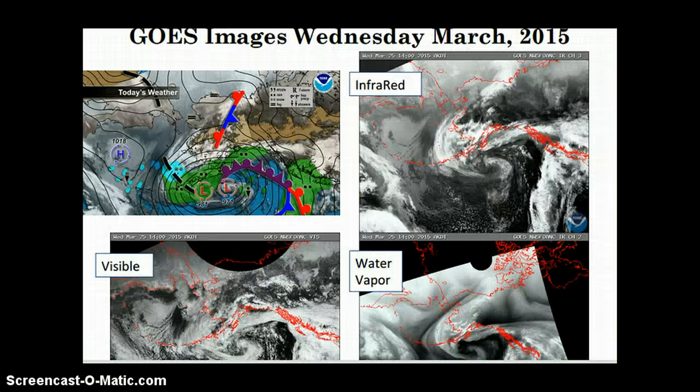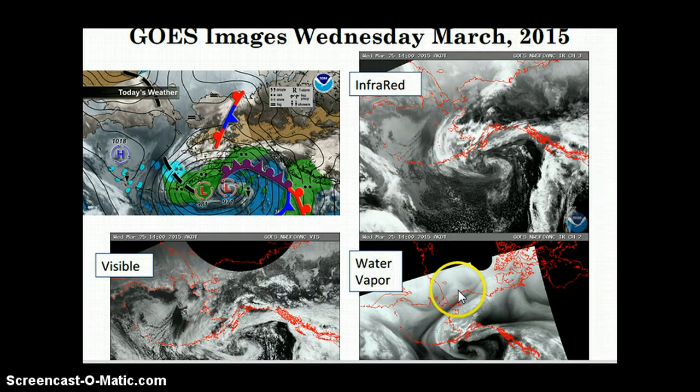Now, lastly, we're going to take a look at the GOES images from Wednesday. You can see on Wednesday it was fairly sunny out with very little cloud coverage. And you can see in the visible chart here that it shows we have some broken cloud coverage, and then we have the infrared image as well as the water vapor.